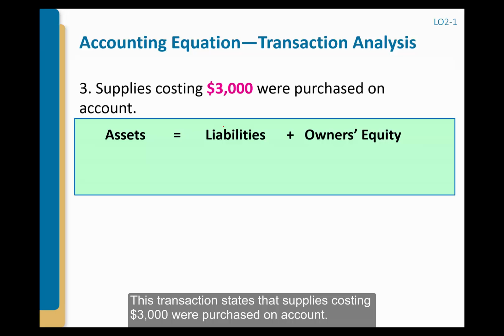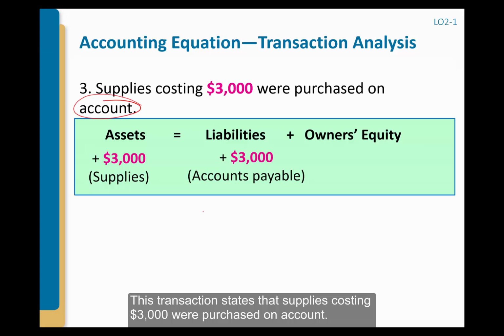Now, supplies costing $3,000, they were purchased on account. That's our key here. Then because they were purchased on account, that's accounts payable. And now here we're exchanging assets with liabilities. And so now here for accounts payable, we're showing an increase of $3,000, and we're showing an increase of assets for $3,000.